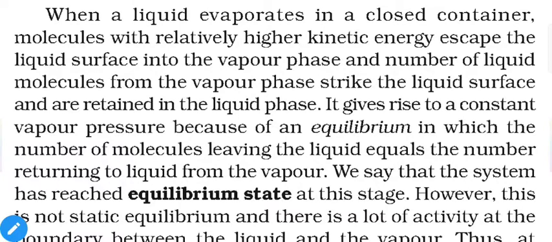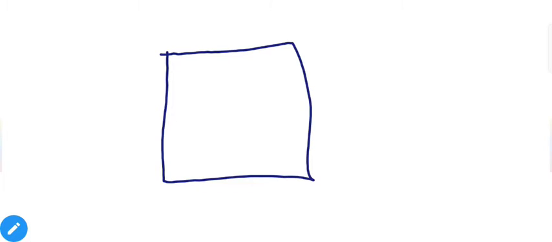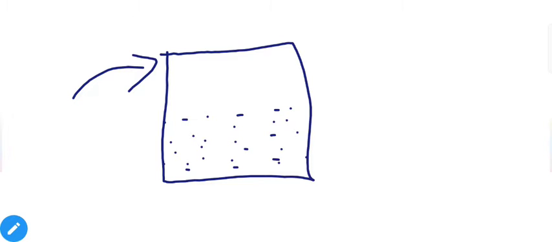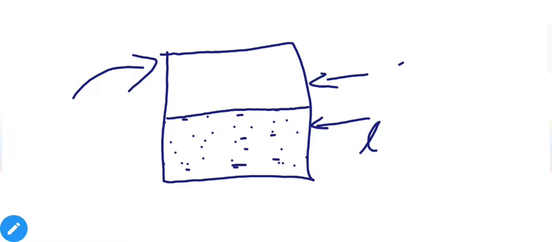What this point is trying to say is, suppose we have a container which is airtight, that means closed from the top with a lid as well, and it is filled with a volatile liquid. That means it will release vapors. Suppose this is the boundary line. Below this boundary line we have the liquid state, and above this boundary line we have the gaseous state of the same liquid.